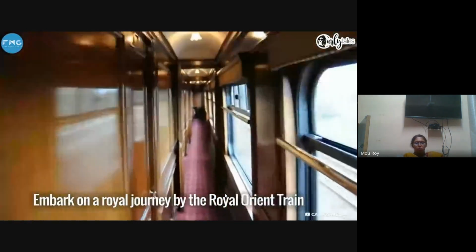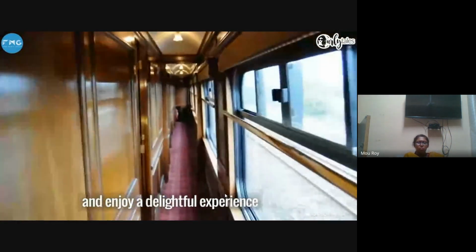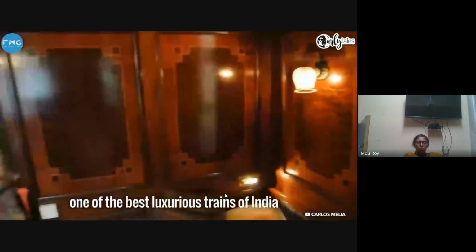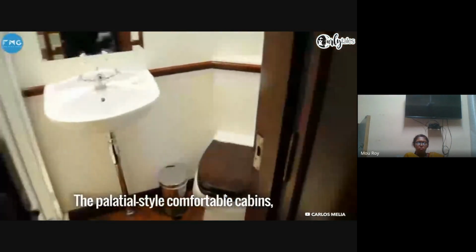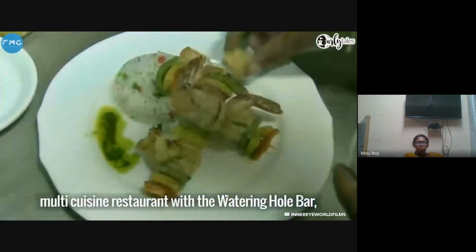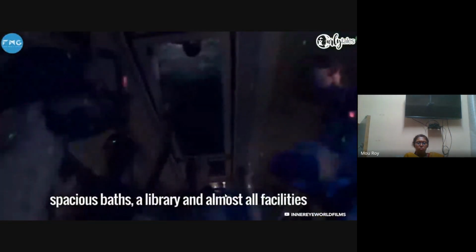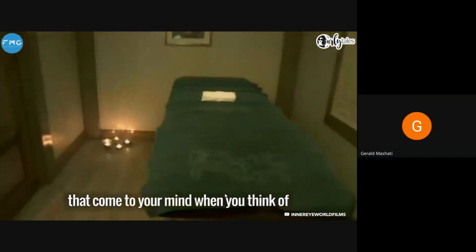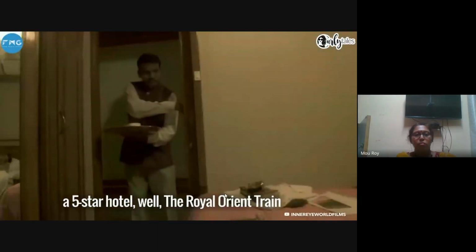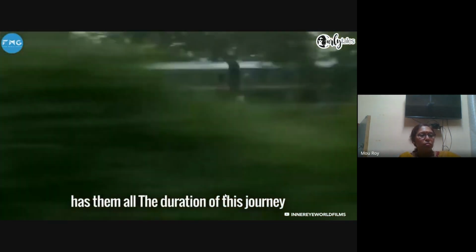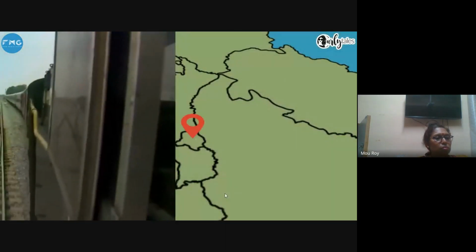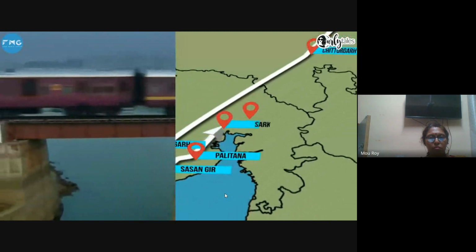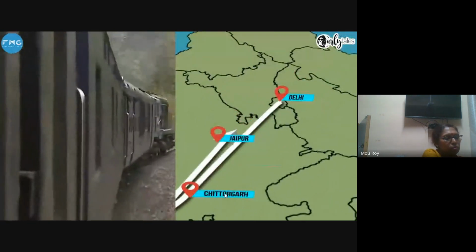Embark on a royal journey by the Royal Orient train and enjoy a delightful experience of traveling to famous tourist destinations on board one of the best luxurious trains in India. The palatial style, comfortable cabins, multi-cuisine restaurant with a watering hole bar, spacious baths, a library, all facilities that come to your mind when you think of a five-star hotel, well, the Royal Orient train has them all. The duration of this journey is 7 nights and 8 days, commencing from Delhi to Chittorgarh or Udaipur, Uttanagarh, Dilwara, Palitana, Sarkhej, Ahmedabad, Jaipur and back to Delhi.